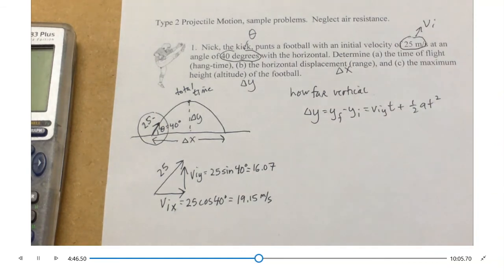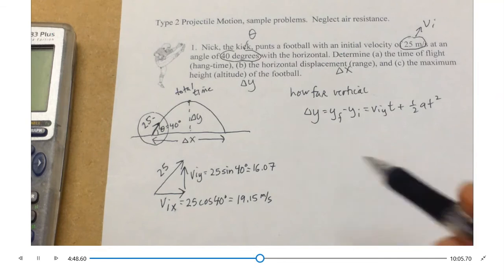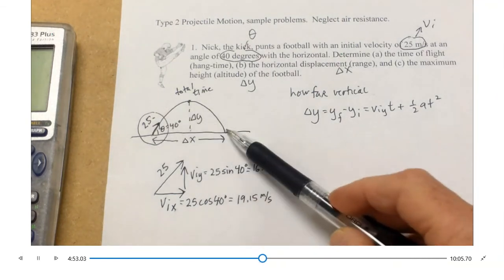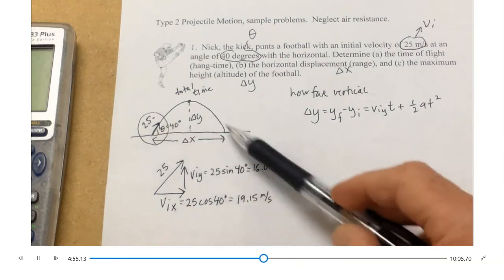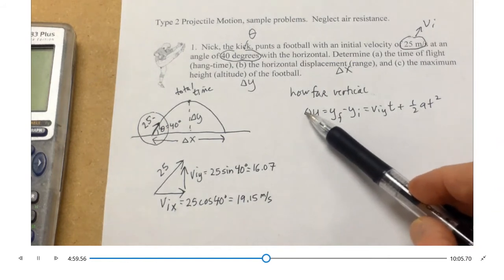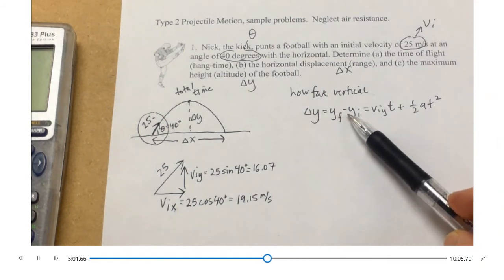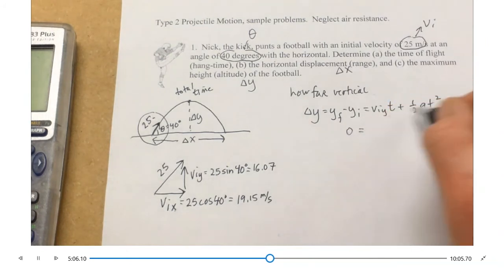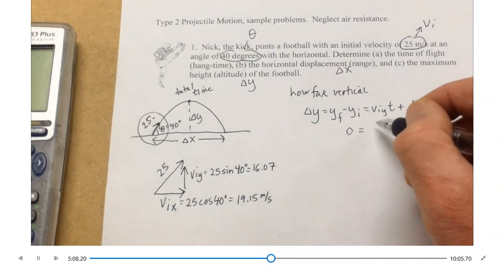Okay, you got it there? Now, with the type 2 parabola, it starts and finishes at the same altitude, or at the ground here. So we can say then that this delta y, or yf minus yi, really is equal to 0. So I can equate the right side here to 0.